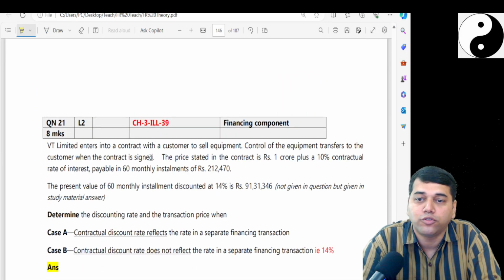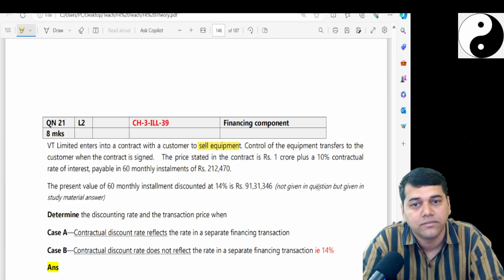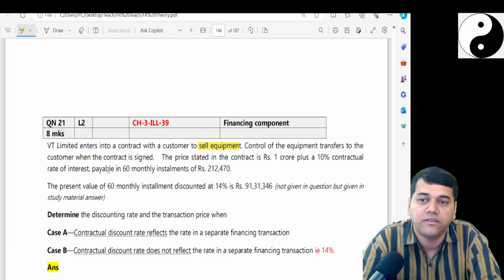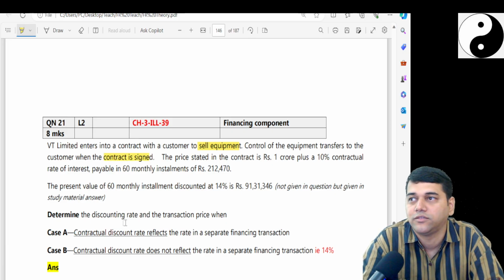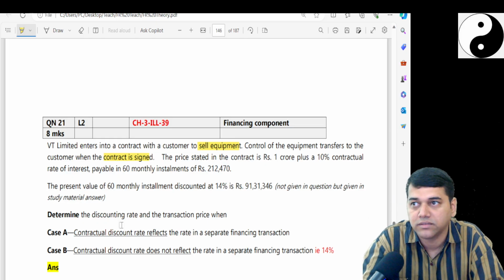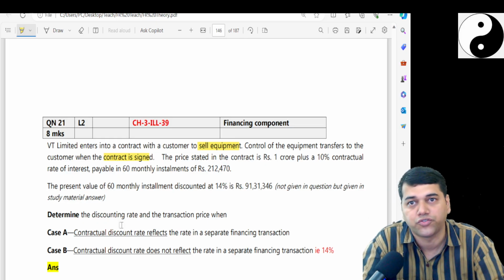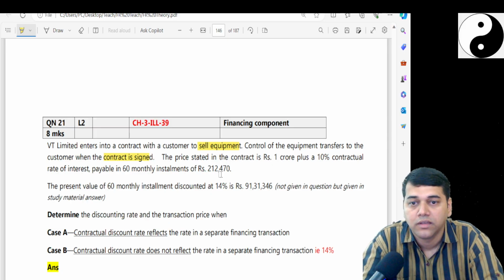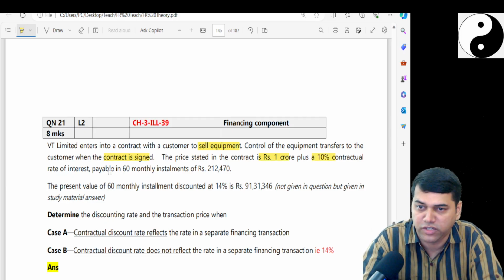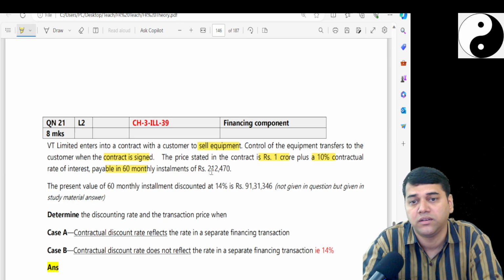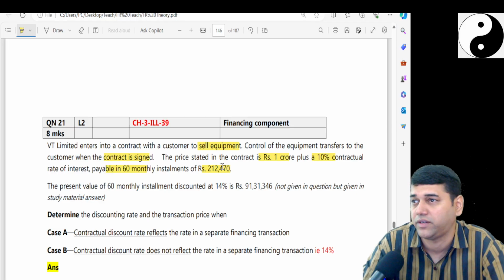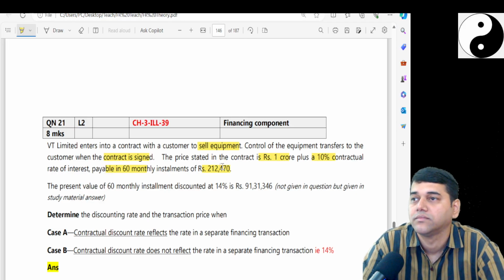VT Limited enters into a contract with the customer to sell the equipment. The control is transferred when the contract is signed. So this is a single performance obligation, and the performance obligation is complete. Now it is transferred and closed. It is at a point in time. The price stated in the contract is 1 crore plus 10% contractual rate of interest payable in 60 monthly installments of rupees 2,12,470. That means every monthly EMI you need to pay. For how long? 5 years.